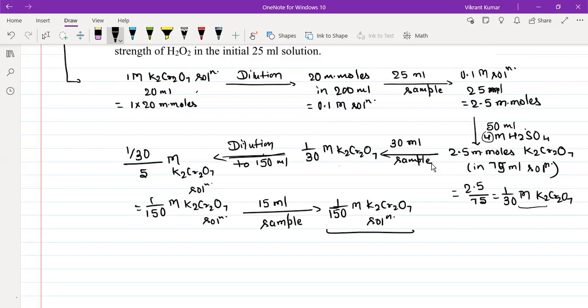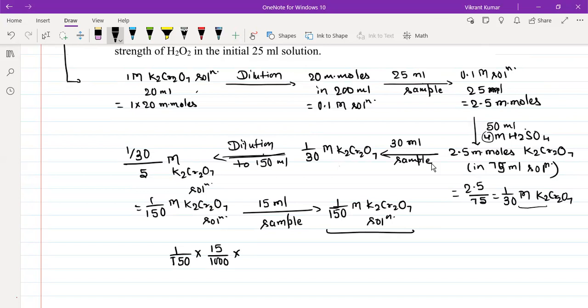Now I am having finally this solution. This solution is having how many gram equivalents of K2Cr2O7? We will write molarity is 1/150. Volume is 15 upon 1000. That is the volume in liter. And what is the N factor of K2Cr2O7? 3. 6. 3. दोनों आंसर आता है. But in acidic medium, it's 6. The final state was +3.